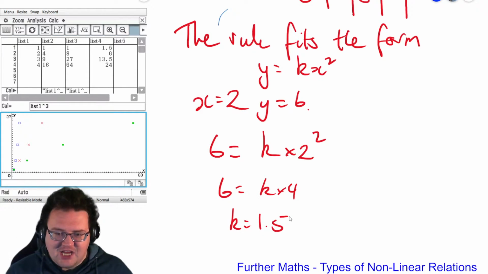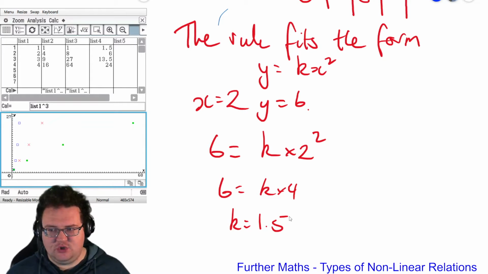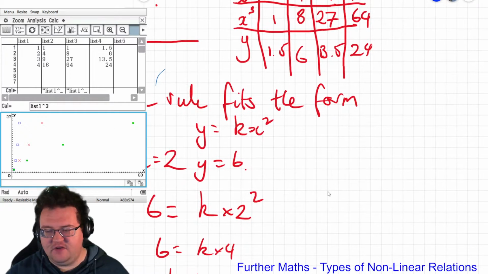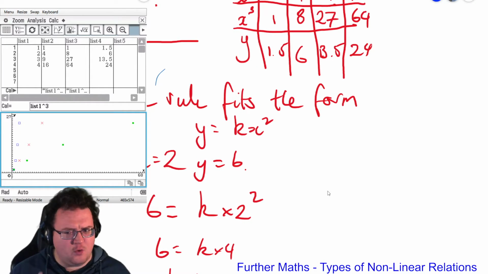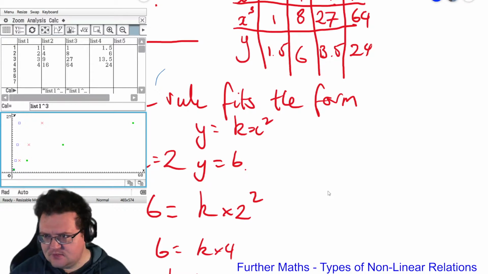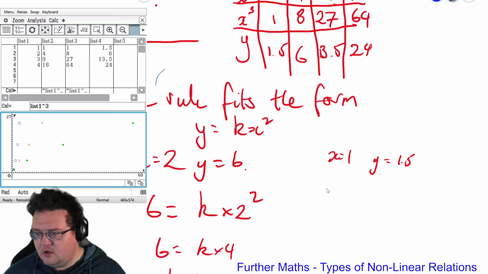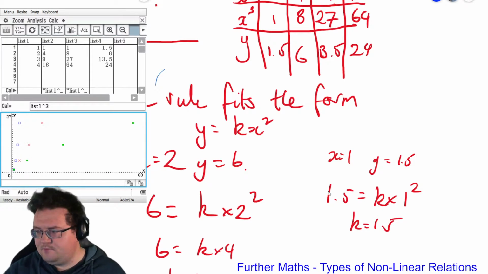The temptation might be to use a different point. However, I find that when you're working with things that aren't 1, it might get you a more accurate result sometimes. In this case, it doesn't matter, because if I was using x equals 1, y equals 1.5, I would get 1.5 equals k times 1 squared, k equals 1.5 anyway.